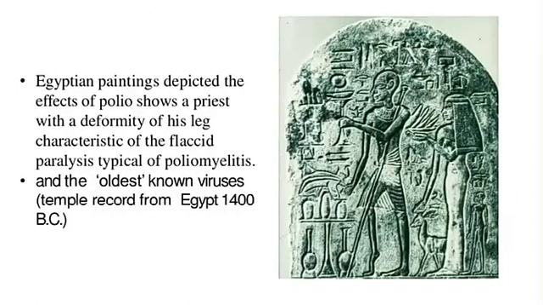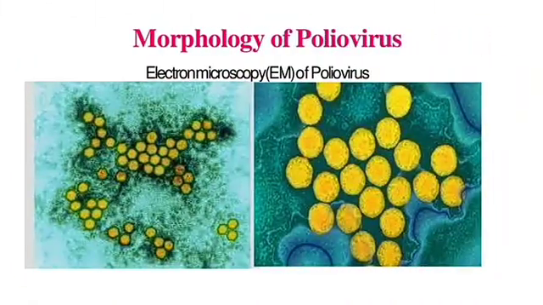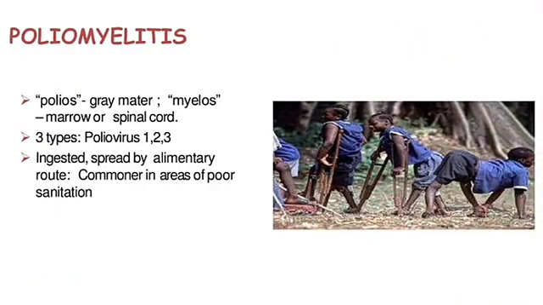Egyptian paintings depicted the effects of polio, showing a priest with a deformity of his leg, characteristic of flaccid paralysis. This is typical of poliomyelitis, and it is among the oldest known viral diseases, with a temple record from Egypt dated to 1400 BC. Here we can see the morphology of poliovirus under electron microscopy. Poliomyelitis, or polio, affects the grey matter of the spinal cord. There are three types, poliovirus 1, 2, and 3.